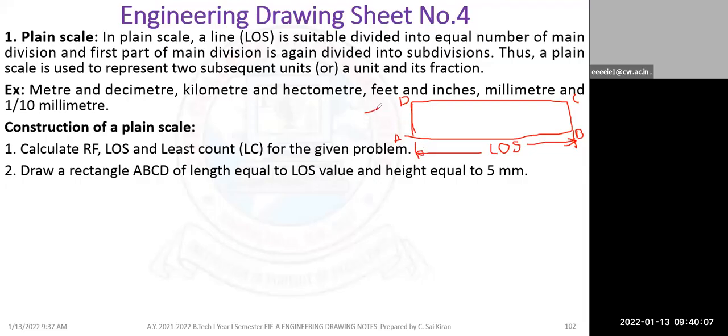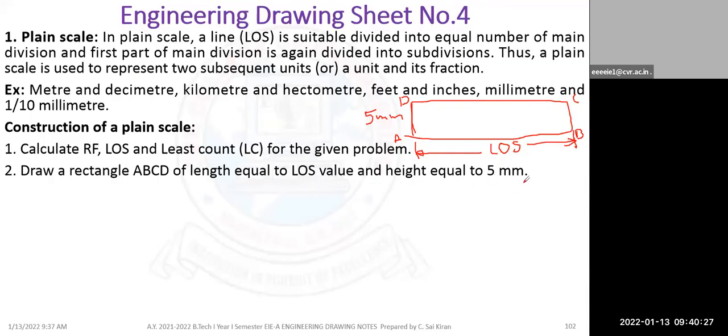Okay. And the height AD, you have to take it as 5 mm. In a few textbooks you can take 10 mm, but I suggest students generally take 5 mm, because taking 10 mm is no use. So better to take 5 mm. Within 5 mm you can draw, not a problem. Okay, take the height equal to 5 mm.